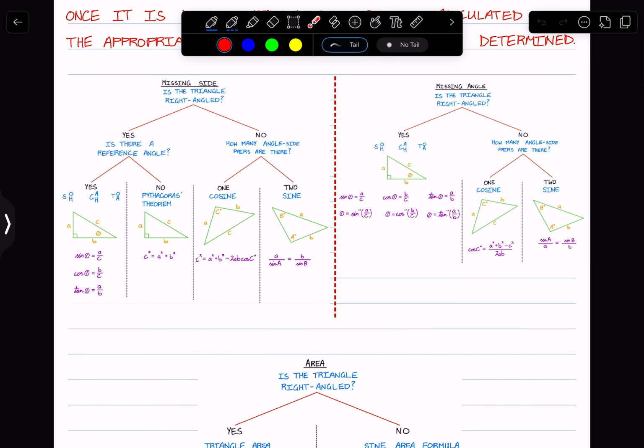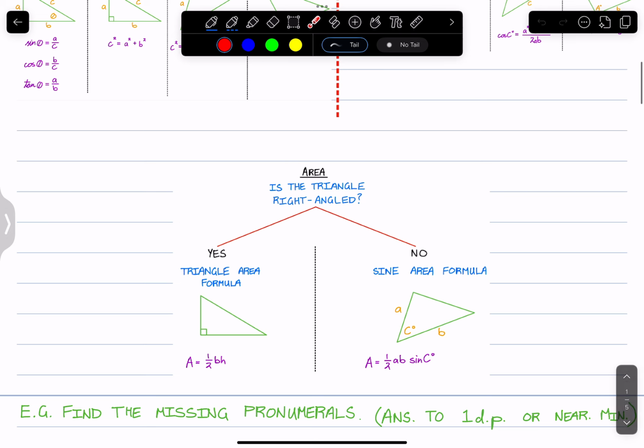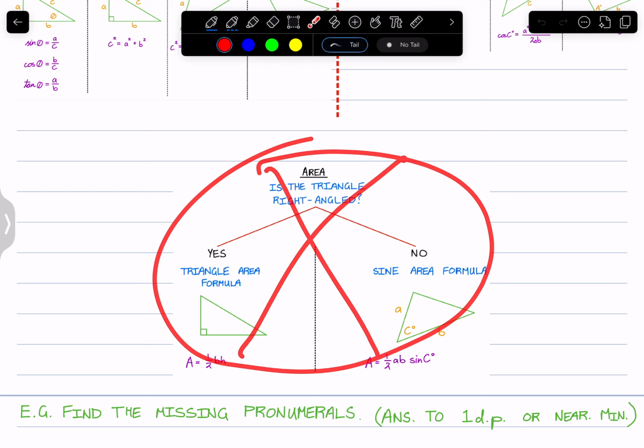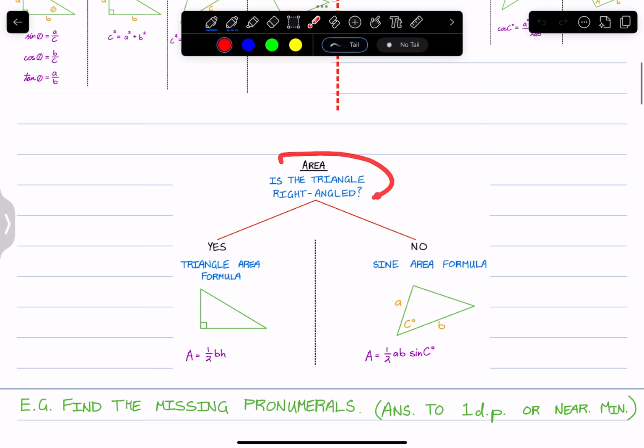So in my mind, I have these different flowcharts. Either it's a missing side, a missing angle, or calculating the area. In these sets of examples, I won't be covering this one as much because it's very obvious when an area needs to be calculated. It'll specify the area. So just understand that when we're calculating the area, we determine whether it's half base times height or using the sine area formula. So keep that in mind.